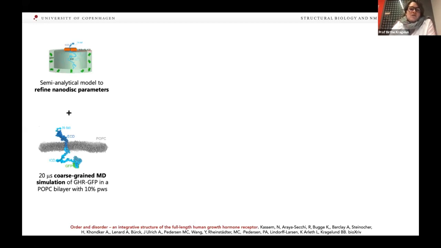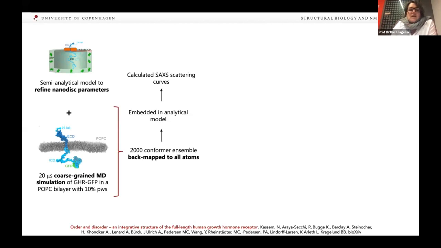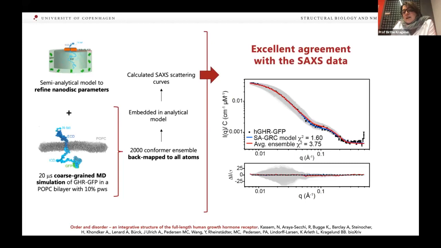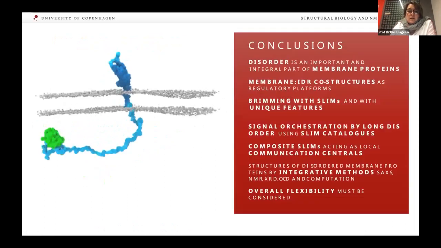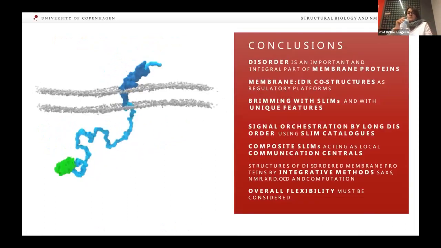So then we did coarse-grained MD simulations. We did the conformer mapping and back calculated the scattering profile. And what you see here is really that there's a very nice agreement with the scattering. And here's the model. We can see that there's no orientation, there's no restriction, there's a movement both in the extracellular side and the intracellular side. And we think that this disorder is part of the way the protein works.